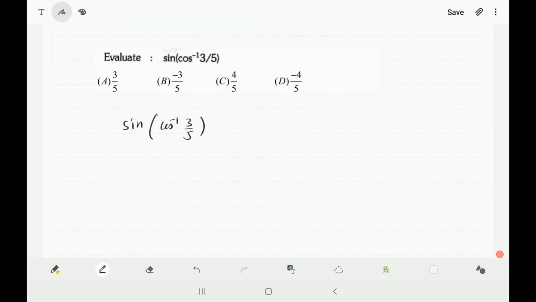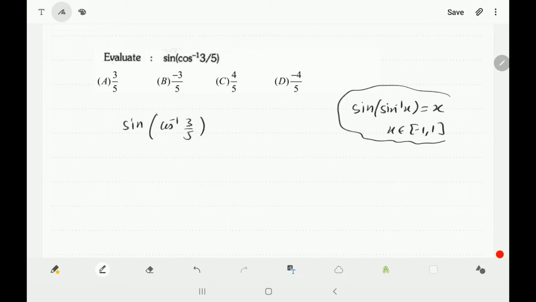In this problem, we have to evaluate sine of cos inverse 3 by 5. Okay, now we already know a property that sine of sine inverse x will be equal to x if x belongs to the closed interval -1 to 1, which is the domain of sine inverse x. Okay, so this is a property. So if outside is sine, inside is cos inverse, so we will try to convert cos inverse into sine inverse, and we can do that with the help of a triangle.